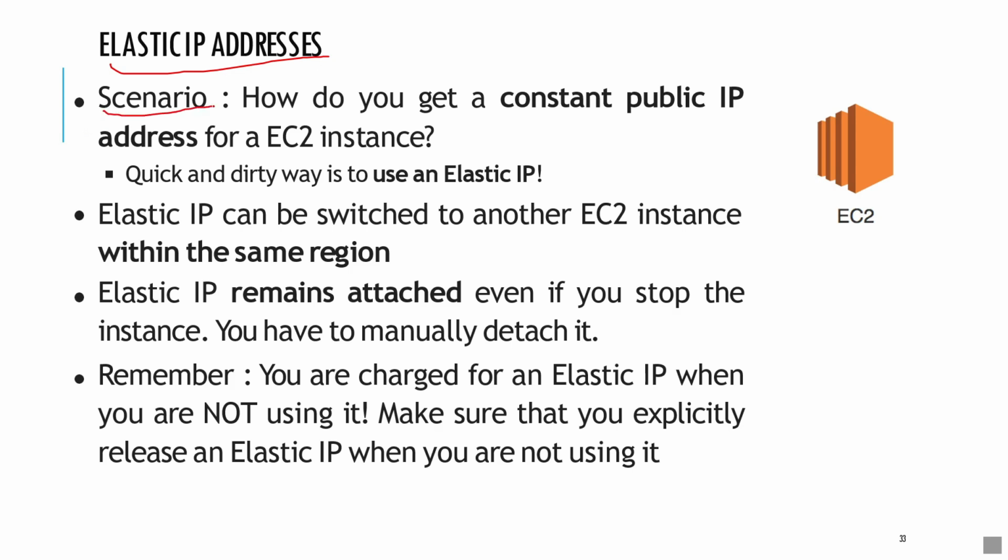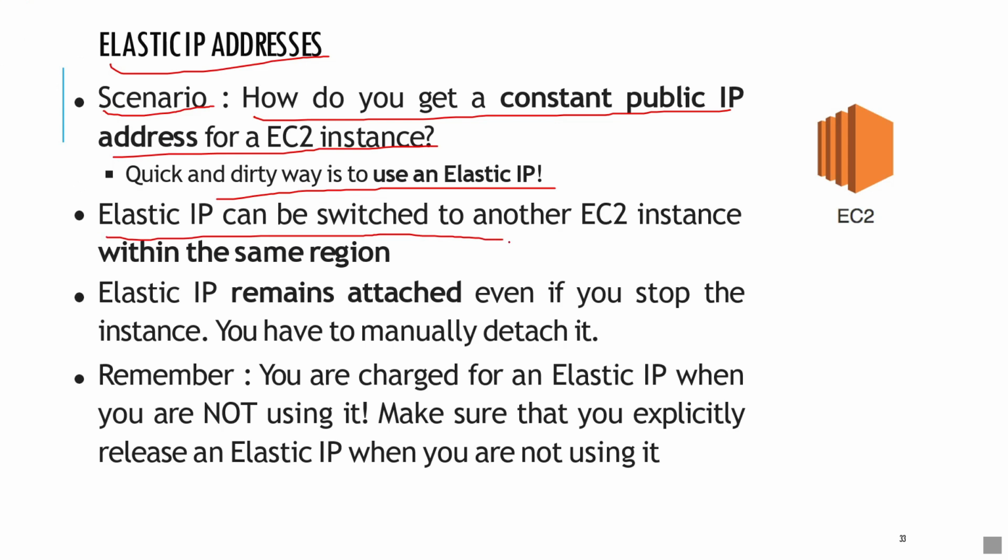Let us consider a scenario. How do you get a constant public IP address for an EC2 instance? The quick and dirty way is to use an Elastic IP. As we said earlier, whenever we stop an EC2 instance, the public IP address that was assigned earlier will be lost. When we start the EC2 instance again, a new public IP address gets allocated. So in order to get a constant public IP address, we use an Elastic IP address.